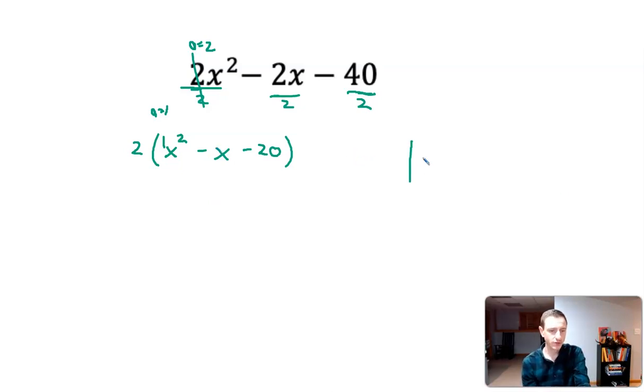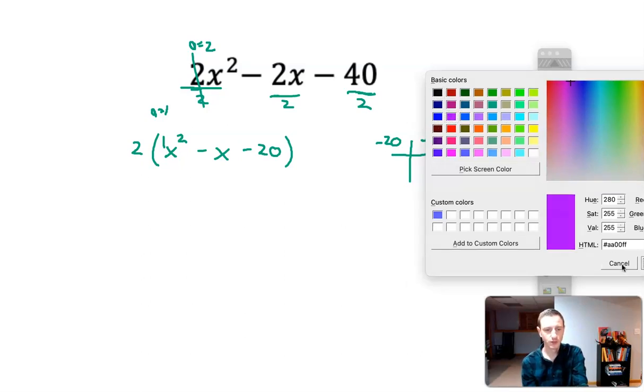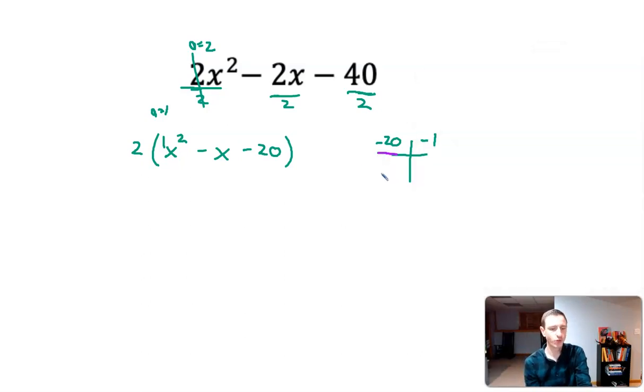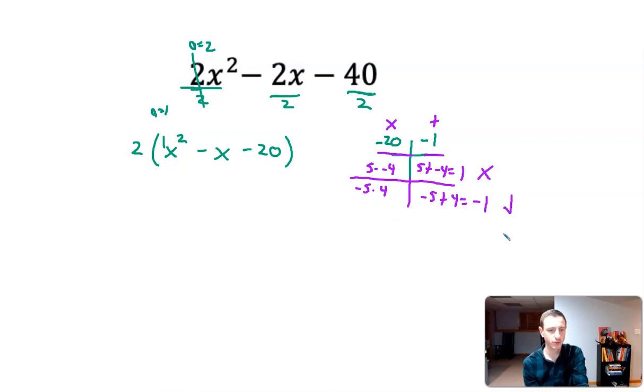So now we want to factor, if possible. We need two numbers that multiply to -20 and add up to -1. 20 is 20 times 1, 10 times 2, 5 times 4. So 5 times -4, or -5 times 4. 5 plus -4 is +1. We want -1. So we want two numbers that multiply to -20 and add up to -1. So that's not going to work. -5 plus 4 is -1. That's what we want. So there it is.